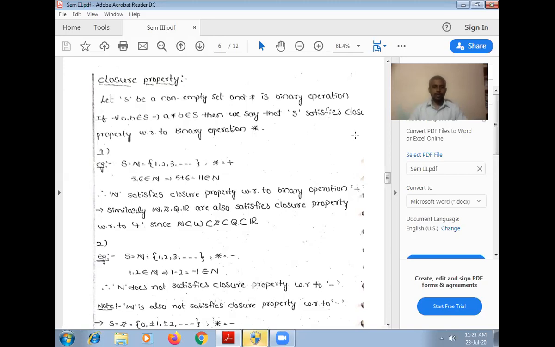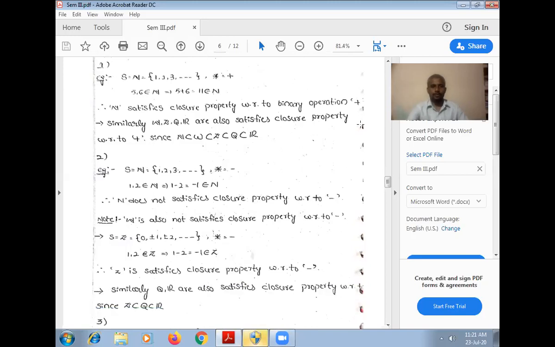But minus 1 does not belong to capital N. So minus 1 is not a natural number, because natural numbers start with 1, 2, 3 and so on. So now here N does not satisfy the closure property with respect to minus. W also does not satisfy closure property with respect to minus, because W does not contain negative values.